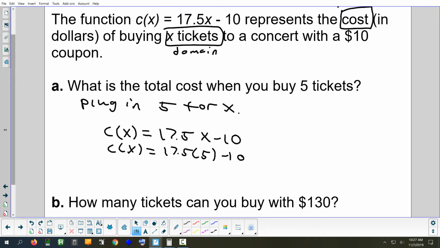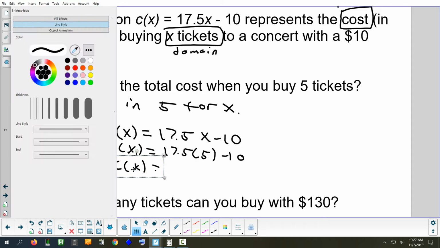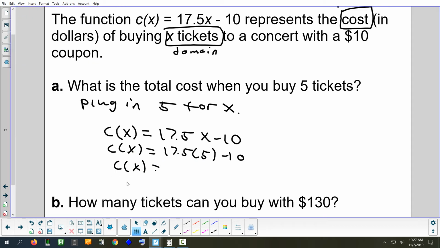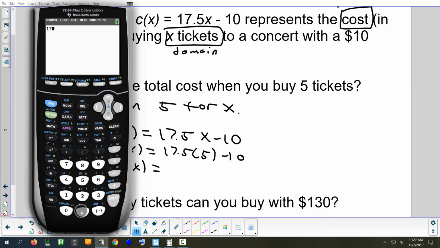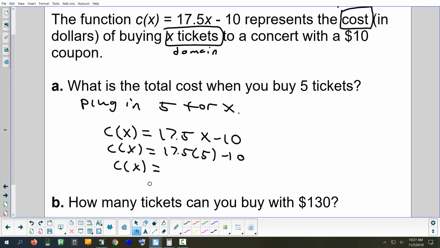Times 5 minus 10. So the cost as a function of x, cost of x tickets. Let's figure it out. 17.5 times 5, minus 10. So you know what I could actually do too? If I'm going to fill in 5 for x, I might as well fill it in everywhere. So the cost of 5 tickets equals, what did I just get?